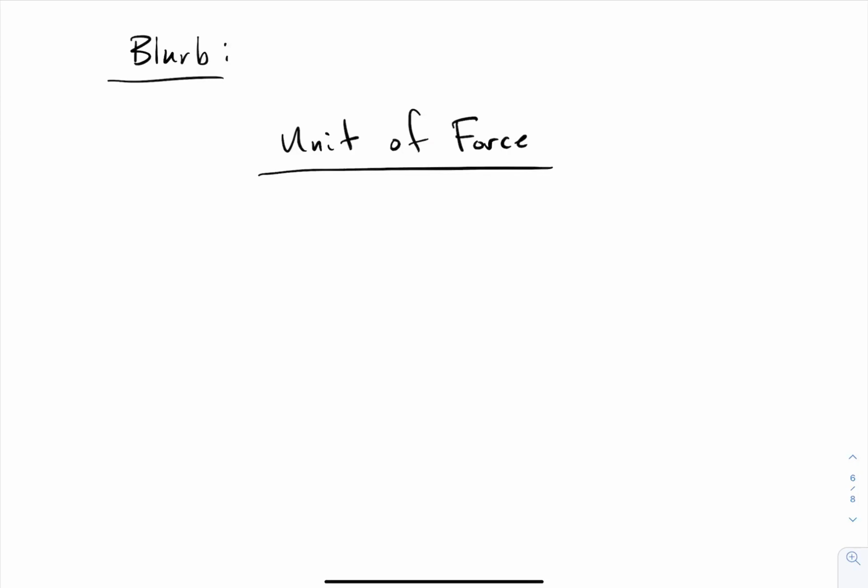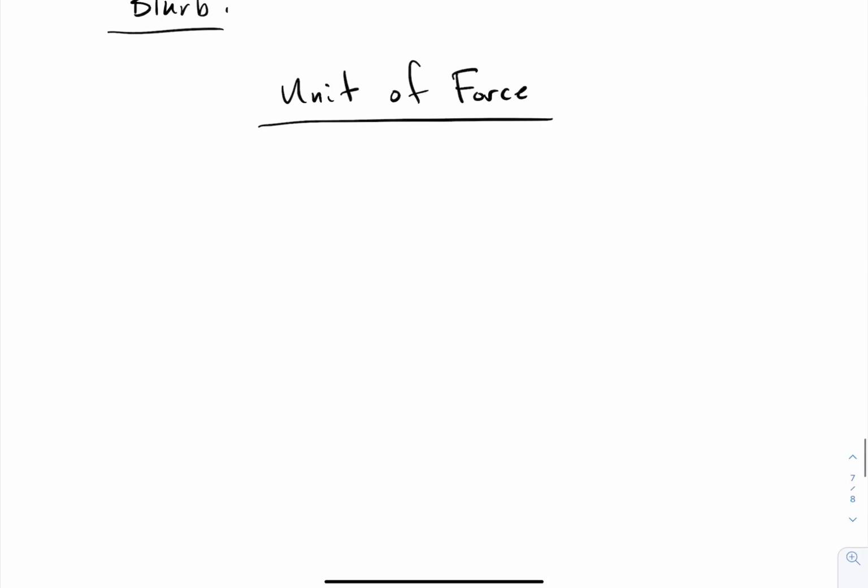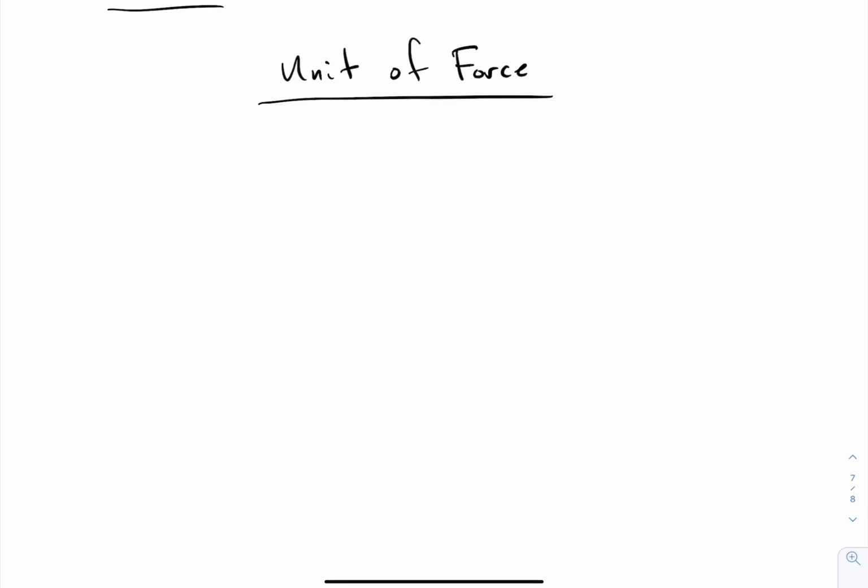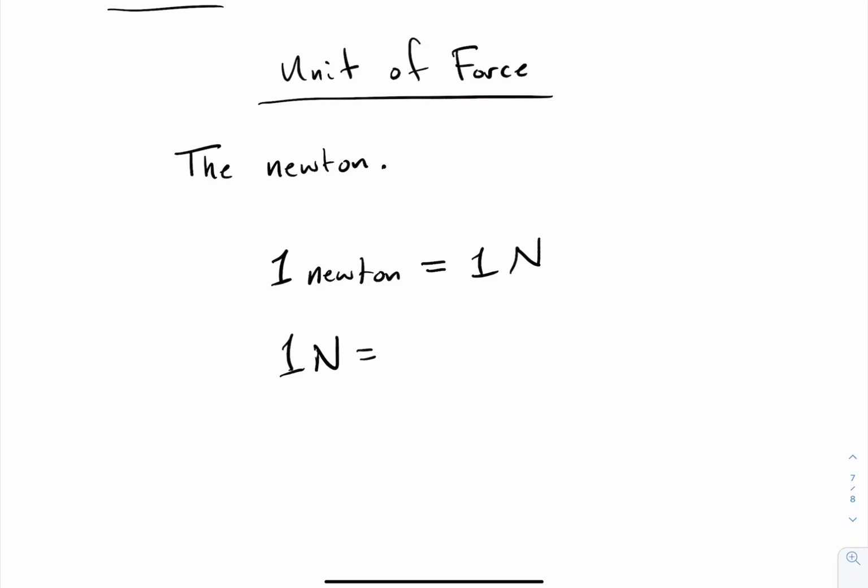So we always use the SI, the International System of Units, MKS: meter, kilograms, seconds. And the unit for force in this system is the Newton. Guess who that's named after? 1 Newton, we symbolize that with 1 and a capital N, where 1 Newton is equal to 1 kilogram times meter per second squared. Kilogram meter per second squared.